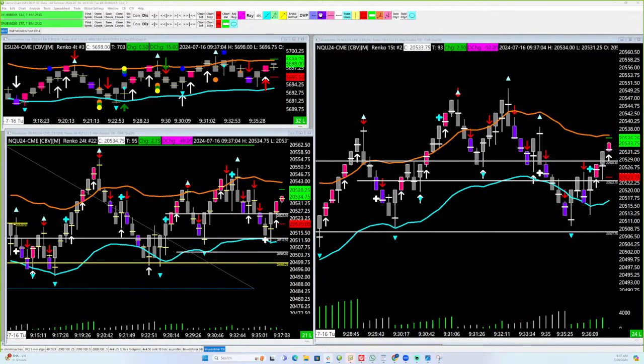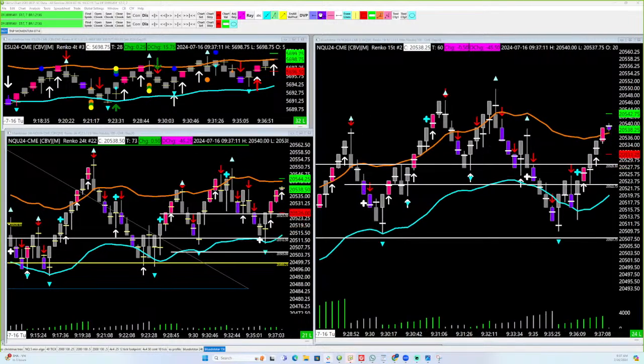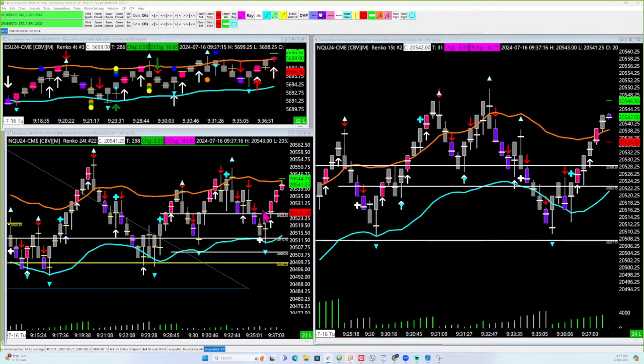Plus sign verified. I didn't see it. I was looking at another screen. Good for a scalp, and a little bit more. Plus sign verified over here too. Sorry I missed that. I was looking at my other screens.